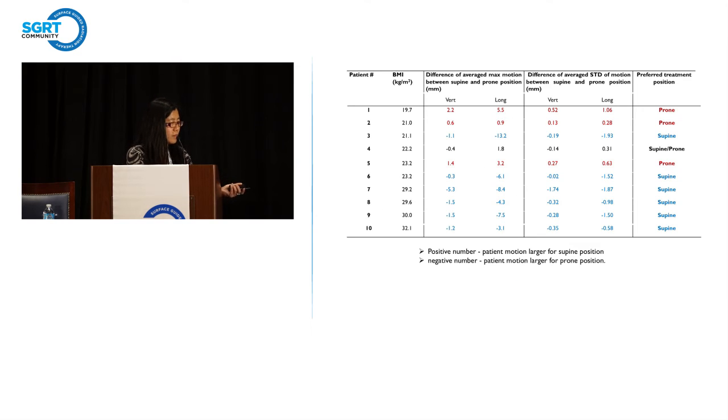And for this one, it's clear. You can see they're all negative numbers, so it means the patient motion is larger for prone position.